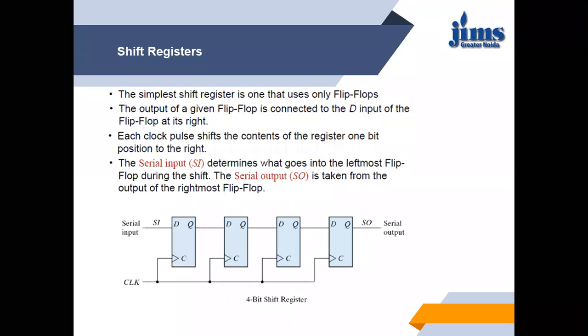So here we can see the connections. Serial in goes to D, and Q is the output of the A flip-flop. This output of the A flip-flop is the input to the B flip-flop, and the output of the B flip-flop is the input to the C flip-flop. The output of the C flip-flop is the input to the D flip-flop. Here is the output.